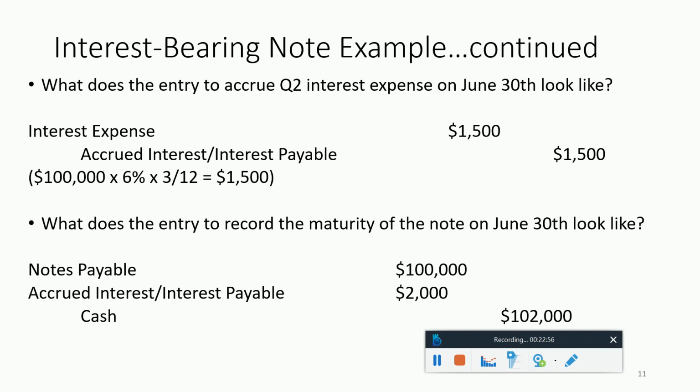And so we need to pay back the note. So we are going to credit cash. We're going to debit our notes payable, and then we're going to debit our accrued interest or interest payable account. So the total amount of cash that we owe back is $102,000, and that represents the original value of the note plus all of that accrued interest that has built up over time.